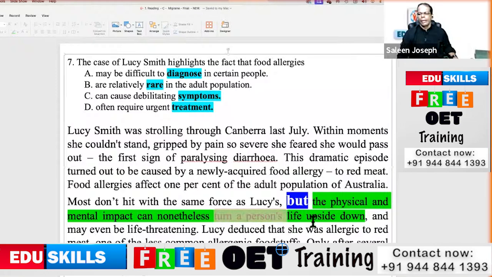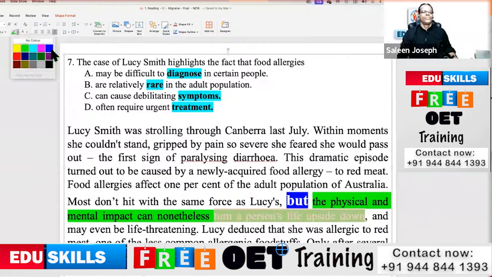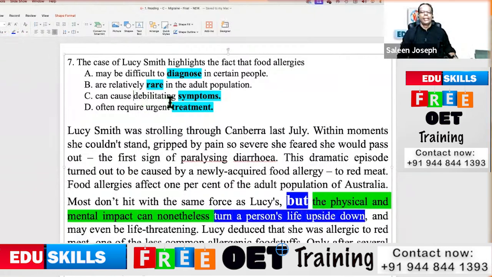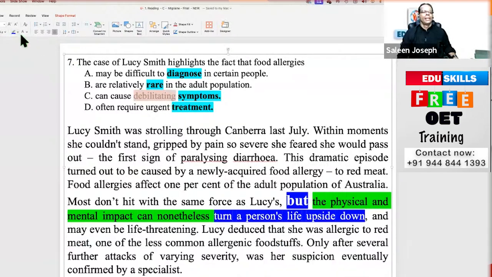Turn a person's life upside down means what? Debilitating means what? Worsen. Disable. Debilitating means disabling, making somebody flat. Can cause debilitating symptoms. Debilitating means disable someone. He is not able to do anything. He is flat. Do you understand? Yes, Father. So even without this clue, you have found the answer.